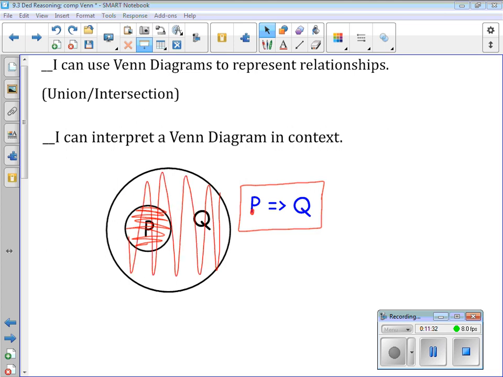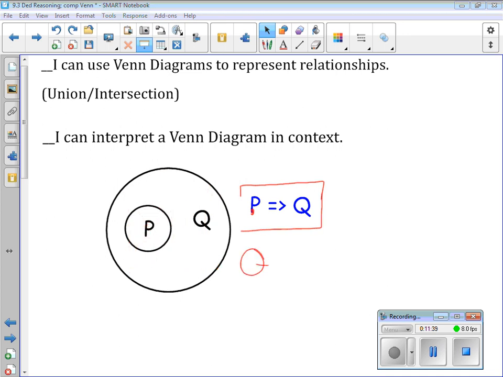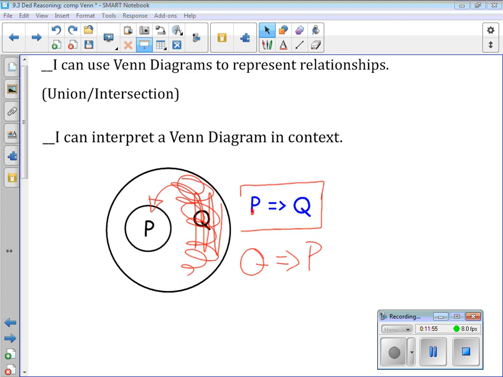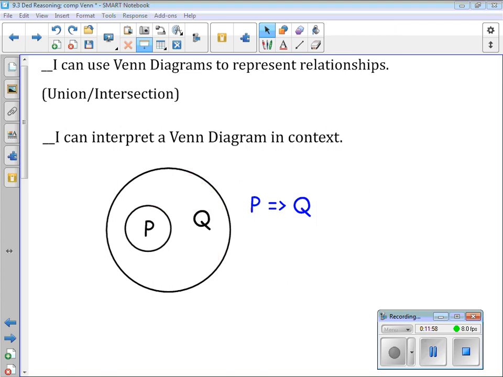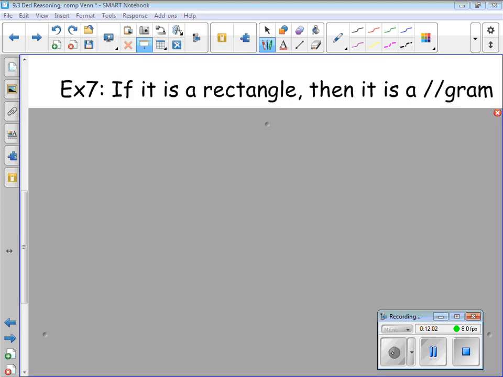But if I had this Venn diagram here, and I said, no, actually it's the conditional statement, if it's a Q, then it's a P, the converse of what I have there in blue. That's saying that if it's a Q, then it's got to be a P as well. And that's not the case, because I can come up with all the things out over here that have nothing to do with P. Make sure that you can look at a Venn diagram like that and write a conditional statement for it.